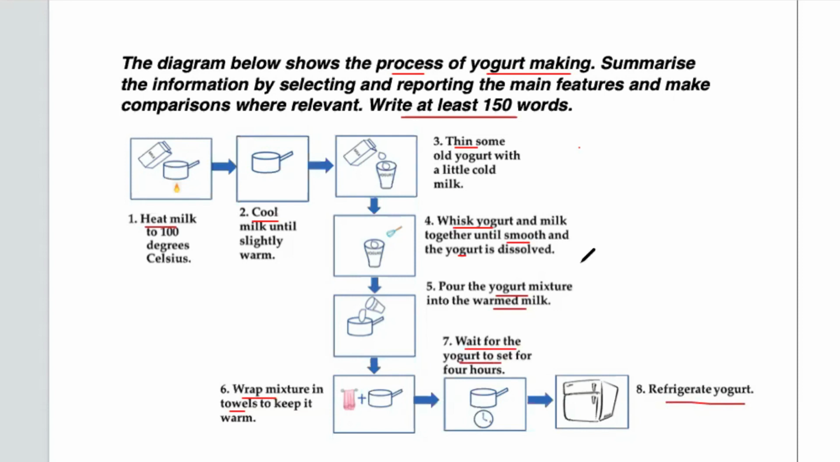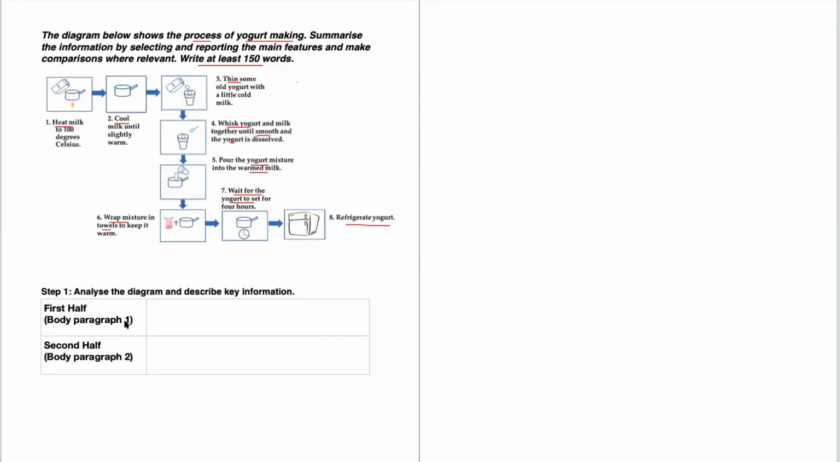Now, what comes to my mind immediately is the preparation work and then the setting work. So I would actually break up these 2 stages into all the preparation and then waiting for the yogurt to set. Let's go ahead and take a look at our step 1. And so we're going to analyze the diagram and describe the key information, looking at the first half and the second half of the process.